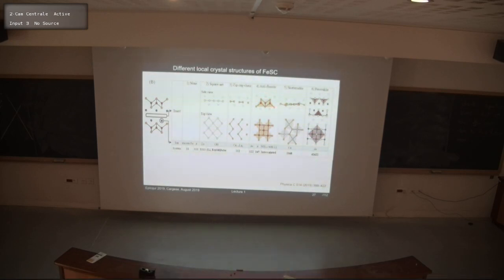This is something I just want to add as a side, but I'm not going to discuss. Instead of having the square environment, now this iron plane can have further distortion, which can give rise to new types of families of compounds with much more complex symmetries.